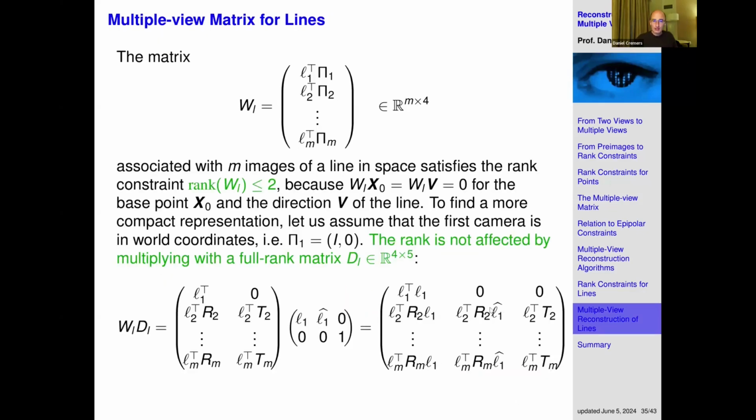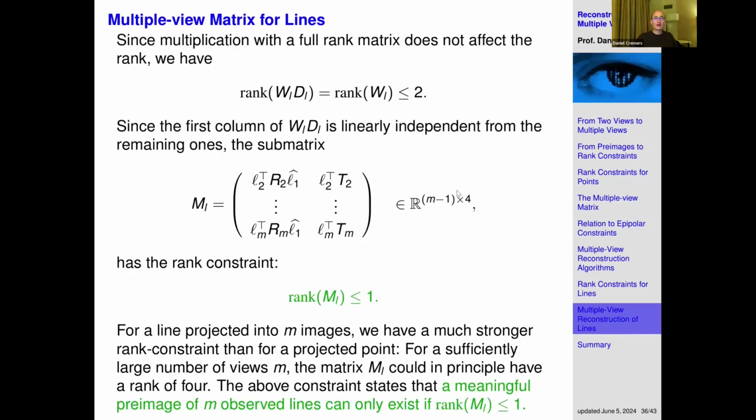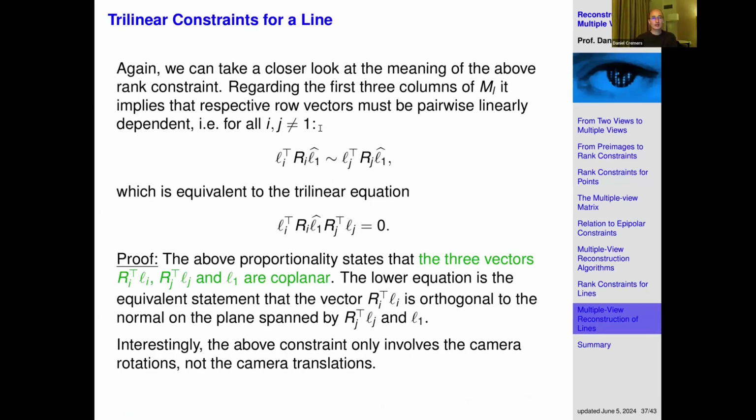We can derive this submatrix down here, the one that contains the camera motions for all the images and the observations of the lines, encoded in these vectors L1 through Ln. That forms a matrix that has 4 columns again. And for this matrix with 4 columns, our statement is that the rank must be at most 1. Basically, a meaningful pre-image can exist only if the rank is at most 1. And then we can derive trilinear equations of this form.